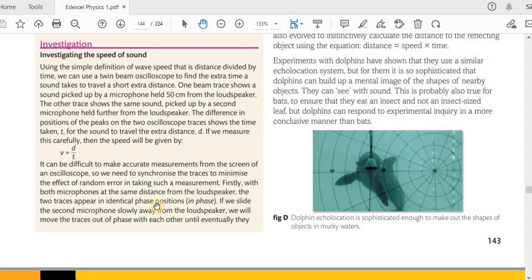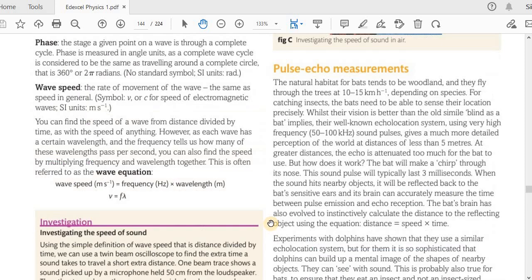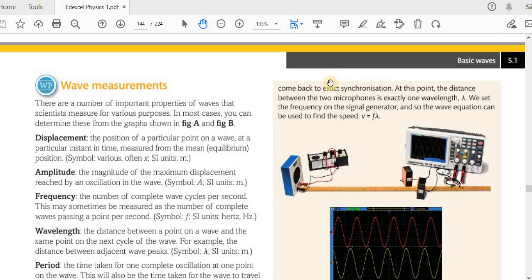Firstly, with both microphones at the same distance from the loudspeaker, the two traces appear in identical positions, in phase. If we slide the second microphone slowly away from the loudspeaker, we will move the traces out of phase with each other until eventually they come back to exact synchronization. At this point, the distance between the two microphones is exactly one wavelength, lambda.